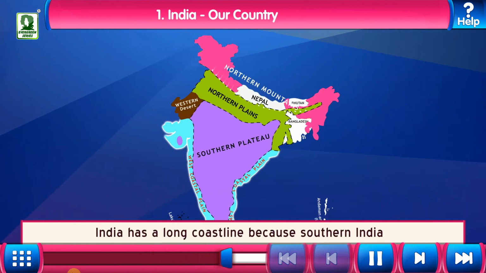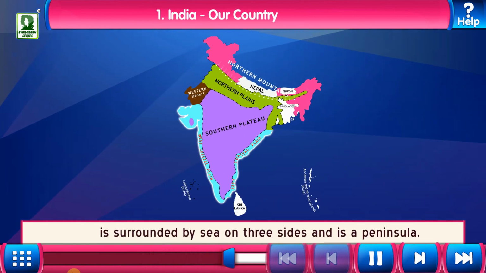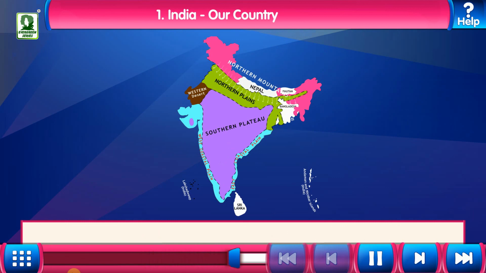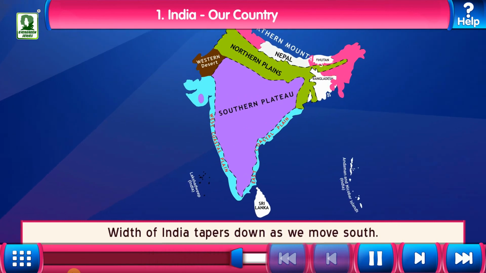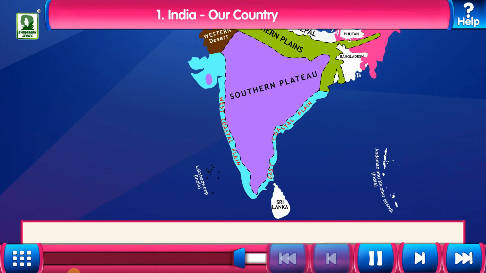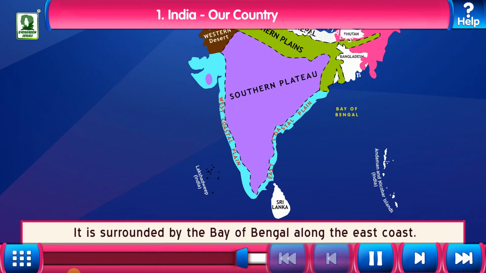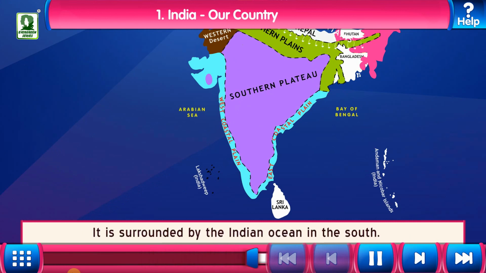India has a long coastline because southern India is surrounded by sea on 3 sides and is a peninsula. Width of India tapers down as we move south. It is surrounded by the Bay of Bengal along the east coast. It is surrounded by the Arabian Sea along the west coast. It is surrounded by the Indian Ocean in the south.